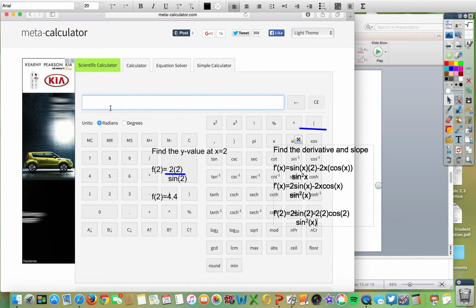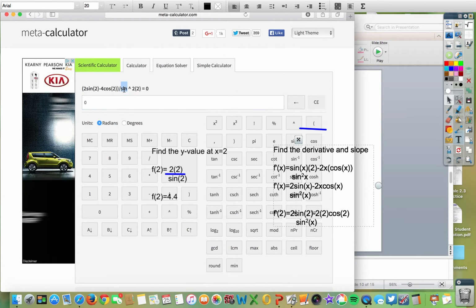So I'm going to substitute in 2 sine of 2 minus 4 cosine of 2 divided by sine squared of 2.